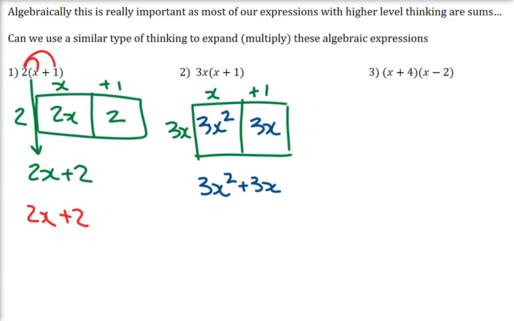Happy with that? Cool. So we do the same thing with the next one. 3x times x gives you 3x squared. 3x times 1 gives you 3x. There's your answer. So hopefully you can see the Kiwi there. If you can't see the Kiwi, you might need a little bit of imagination.